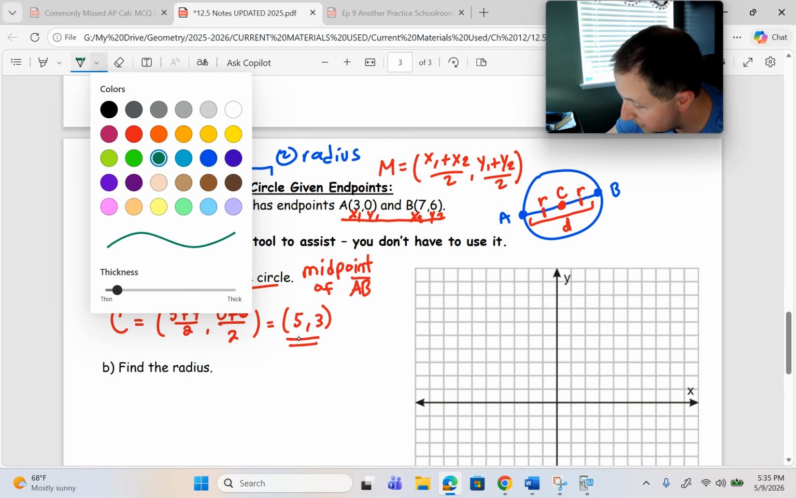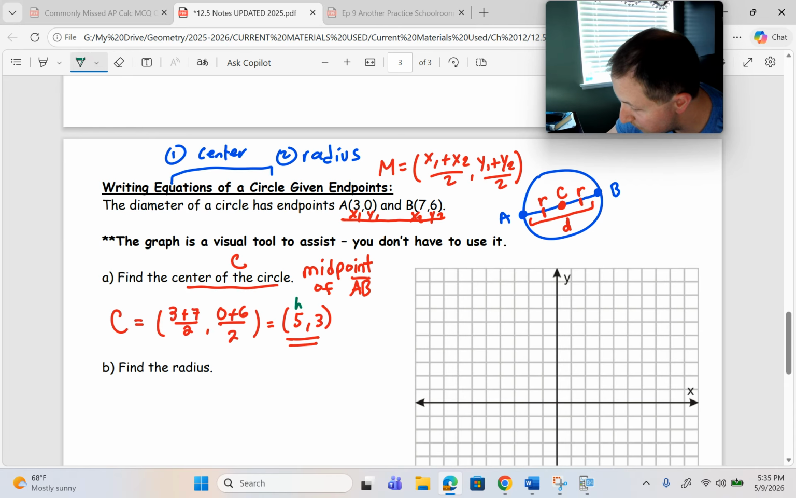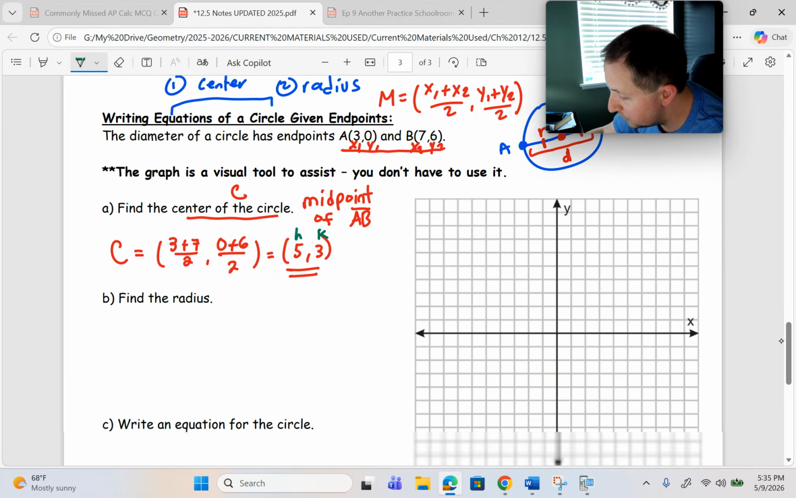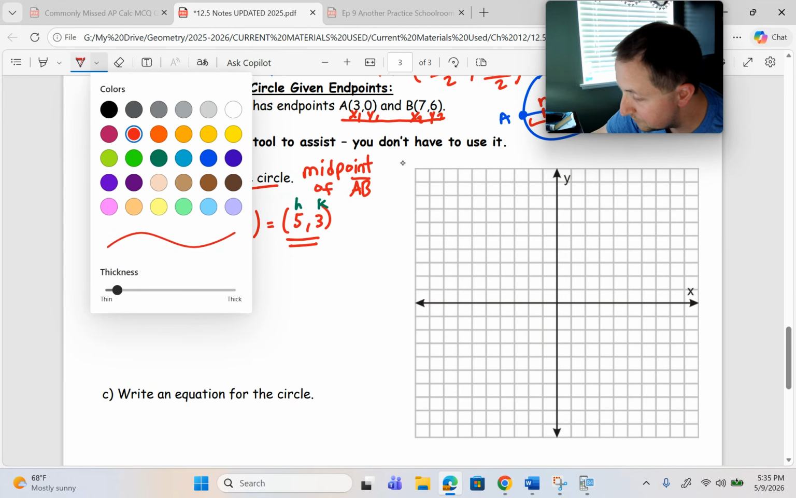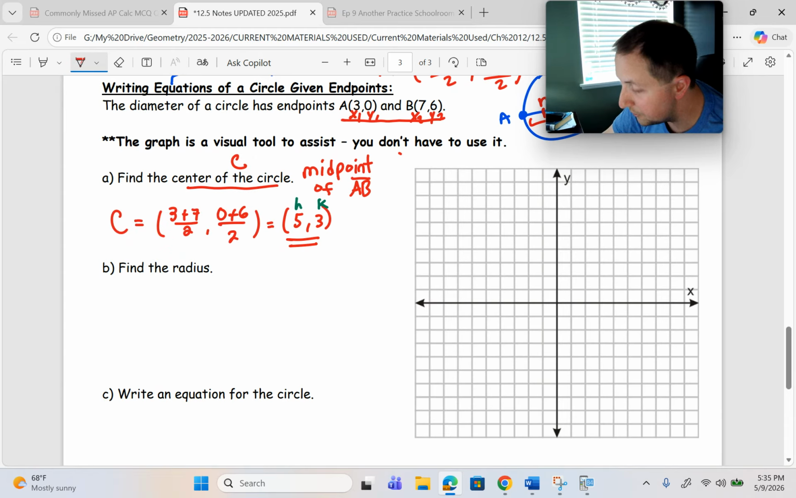So this is my H, this is my K. And the graph here is optional. For this first example, I'm at least going to graph it so you can kind of see what's going on. As long as you remember the steps of using the midpoint formula to get the center, and then I'll show you how to get the radius, you really don't need the picture, but it is nice to see what you're actually calculating. It's not just a whole bunch of random arithmetic. There is a process to this.